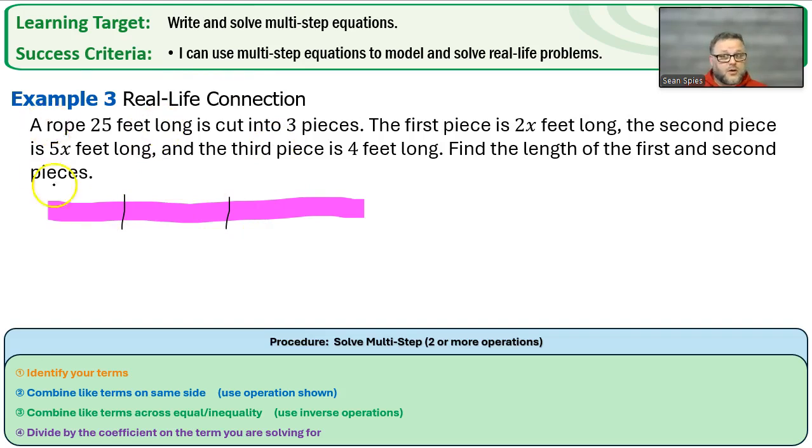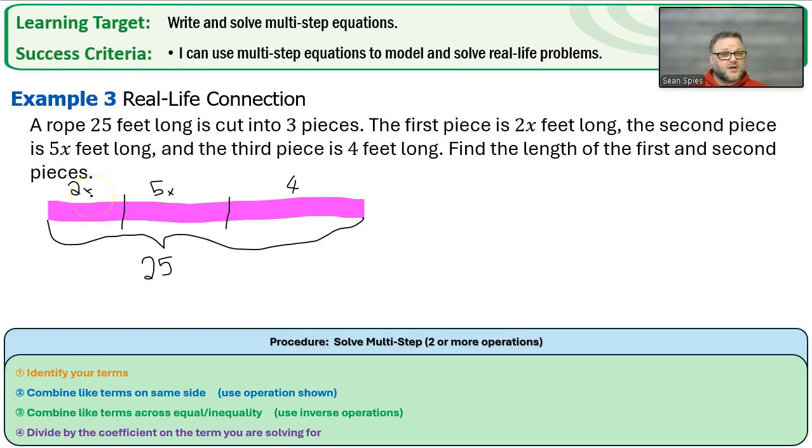So let's cover what we already know. A rope cut into 3 pieces is 25 feet long. That means from beginning here all the way until the end here, it's 25 feet long. All right, let's keep reading to find out what else we know. The first piece is 2x. The second piece is 5x. That's not 5 times long, that's 5x. And the third piece, we actually know its length to be 4 feet. It asks us to find the length of the first and second pieces.